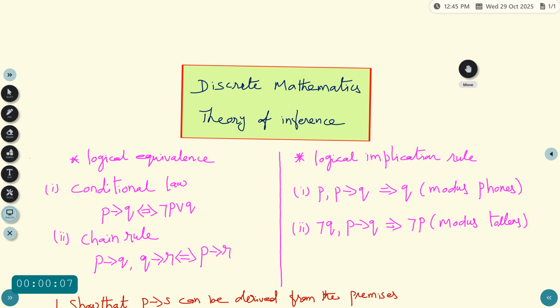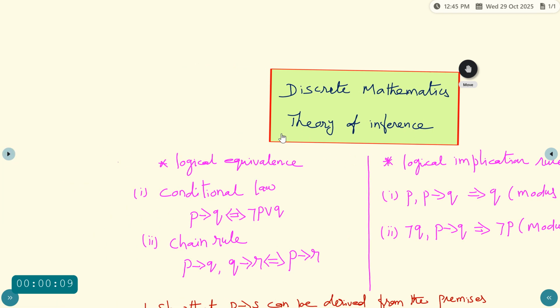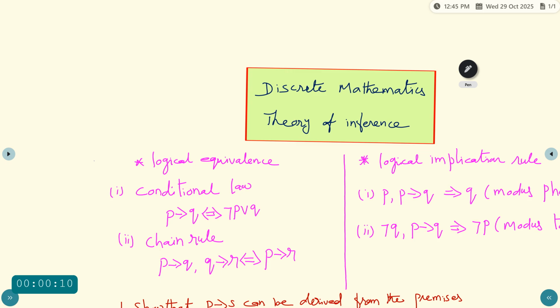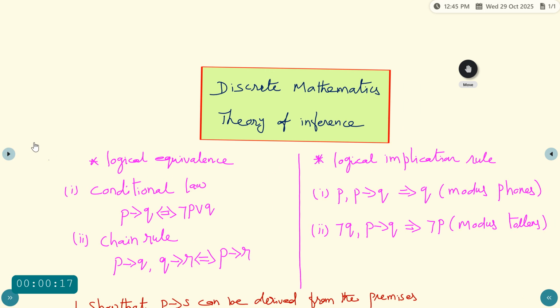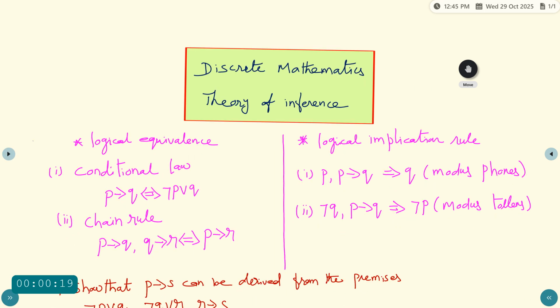Today we will discuss the theory of inference. So what is the theory of inference? It is one of the subtopics of discrete mathematics. The theory associated with such things is called the theory of inference.